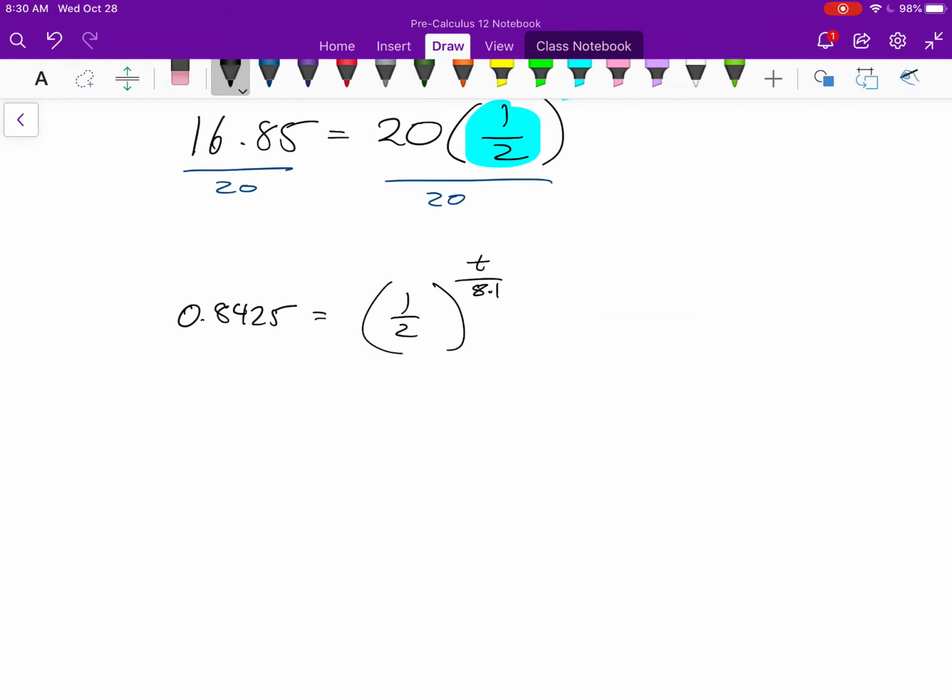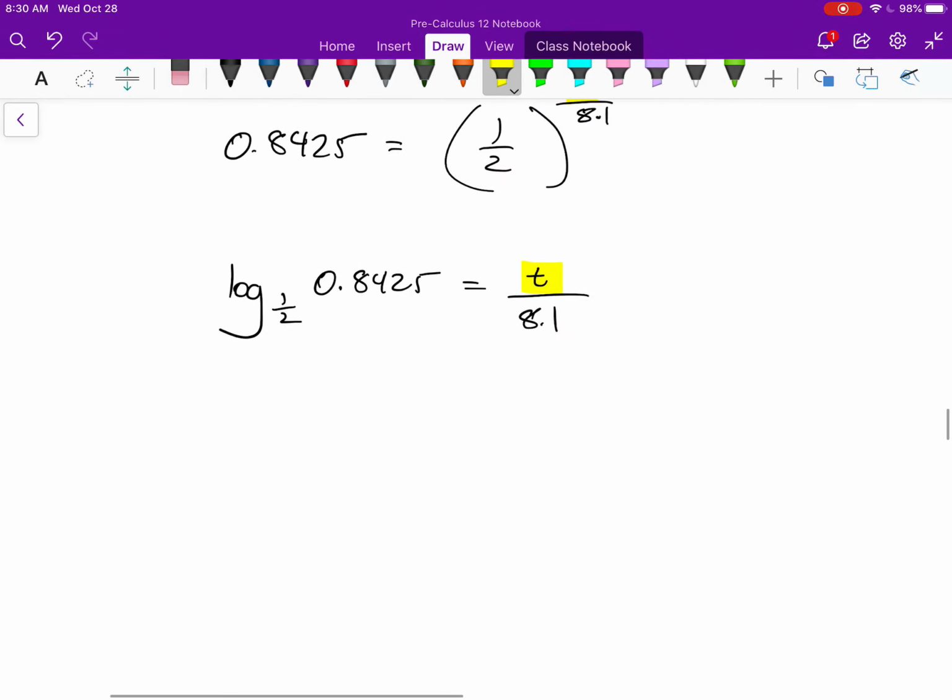So in logarithmic form, it always starts with log base. Well, what's the base of my exponential equation? The base is 1/2, or 0.5, of 0.8425 equals t over 8.1. And I'm pretty much done at this point. Or I'm ready to go to my calculator at this point.